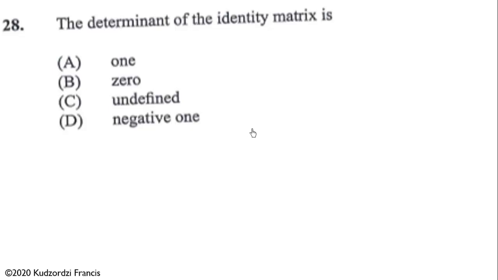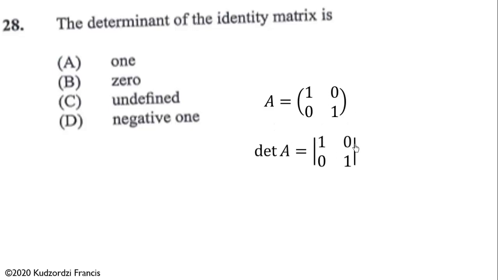So let's take the 2 by 2 identity matrix, for instance. This is the 2 by 2 identity matrix. The leading diagonals are 1, and the trace is having 0 entries. Therefore, now we know the determinant of A is equal to this, and we just have to multiply the leading diagonal and subtract the trace, and that will give us 1 by 1 minus 0 by 0, and that will give us 1 minus 0, which is equal to 1.